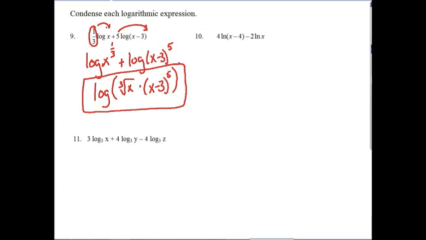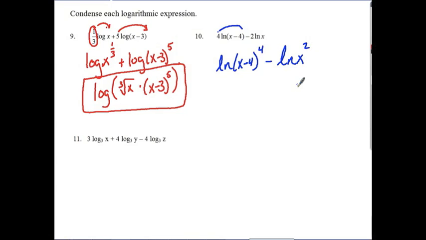Number 10, we have 4 natural log of x minus 4. So this 4, remember, will go as the exponent right there. So it'd be natural log of (x minus 4) to the 4th power. And the same thing with that 2. That 2 would go as the exponent of the x.